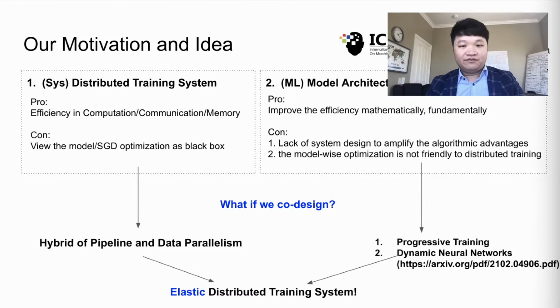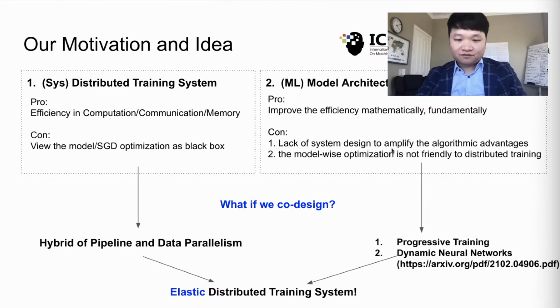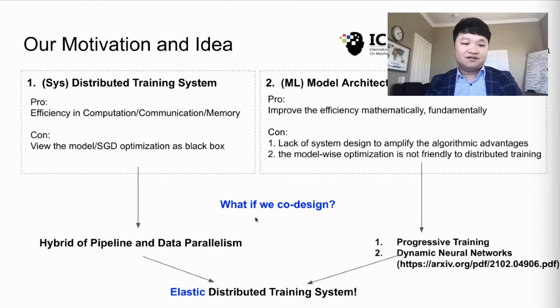We are thinking about whether we can co-design ML and the system. For example, on the left side, distributed training systems just view the ML model and SGD optimization as a black box. But the right side also has drawbacks. Although it can improve the efficiency dramatically and mathematically, the problem is that it lacks system design to amplify the algorithm-wise advantage. So our idea is to combine these two.